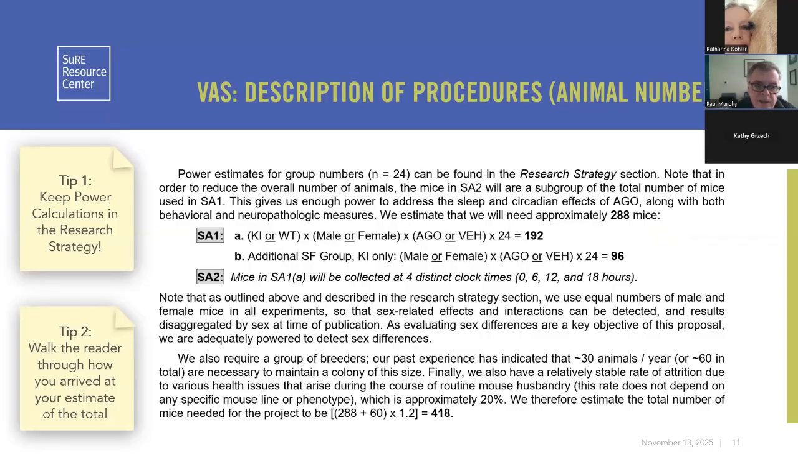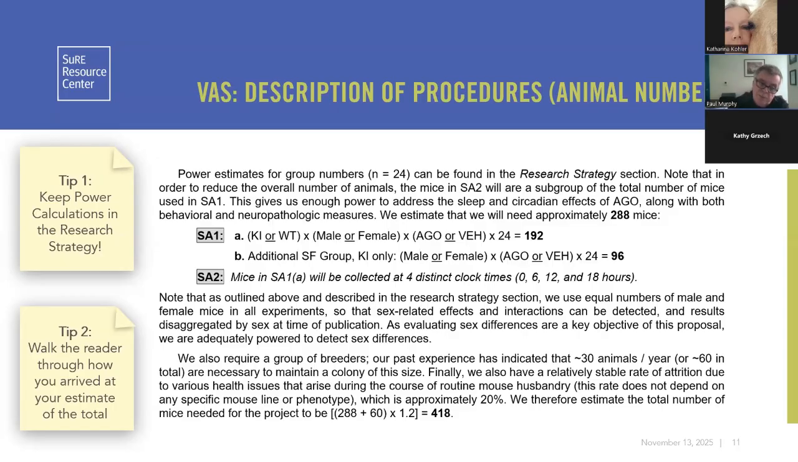Now, power calculations are allowed to be included in the vertebrate animal section. They actually used to be specifically designated for this section, but what's happened over some years now is that the power calculations need to be included in the research strategy section itself. That's because it's an important part of evaluating the rigor and reproducibility of your grant proposal application. So there's nothing wrong with including it in two places.